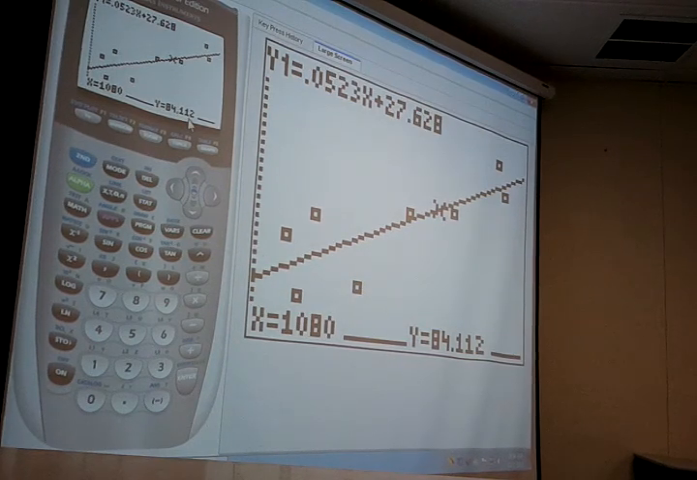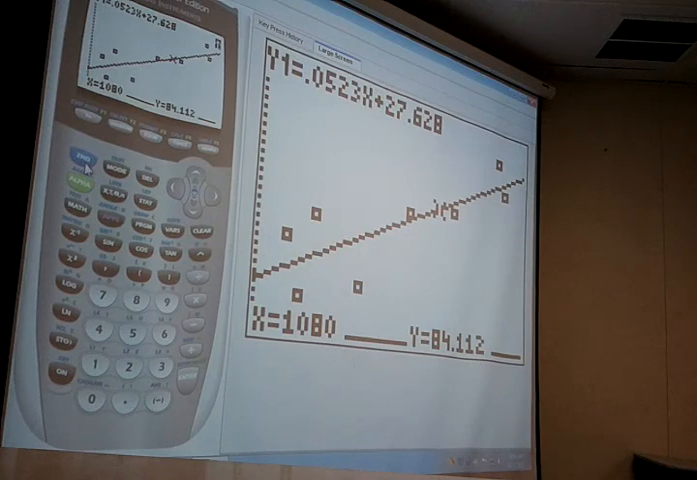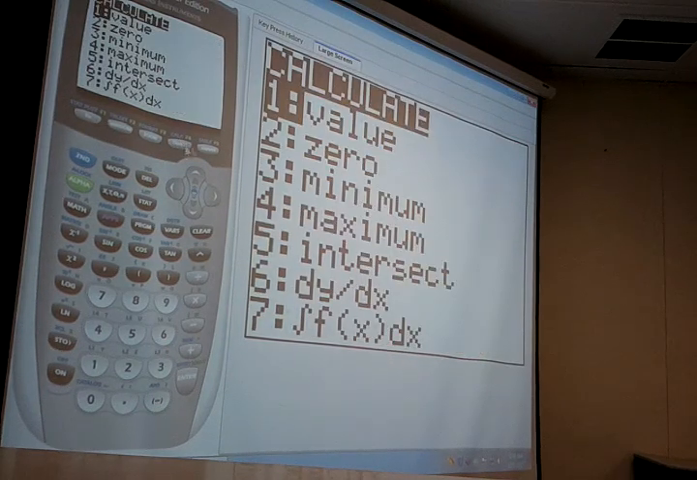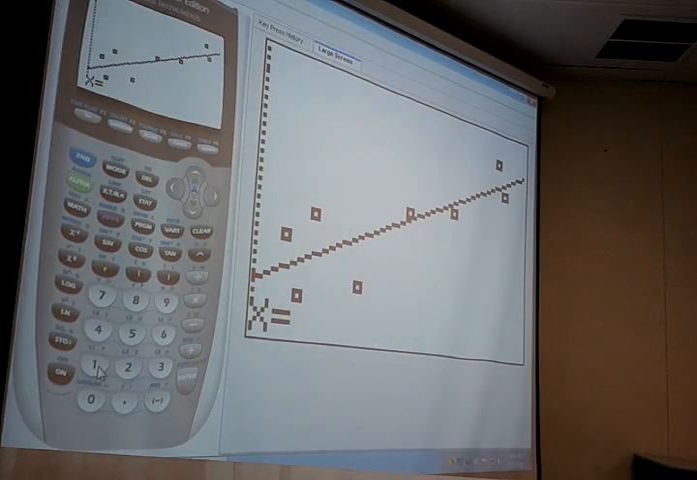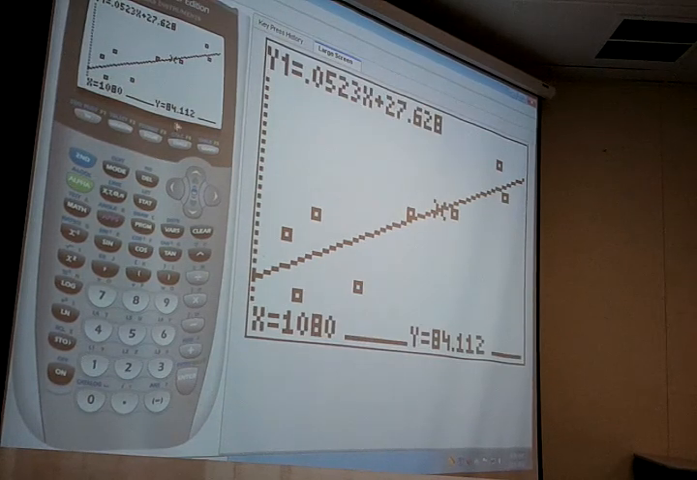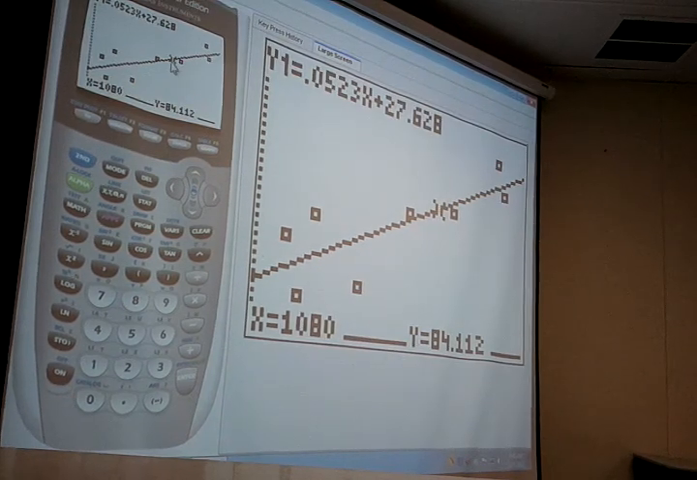Right? Can you do that again? Sorry. Sure. Go to second trace to get up into calc. All this stuff on the top is related to the graph. So if I want to calculate something on my graph, I go to calc. And I want to calculate the value for a certain input. So I hit value, number one. And then you could put in, if I see 1,080 chirps, it'll tell me what the Y output is. It'll even show me in the graph where I am.